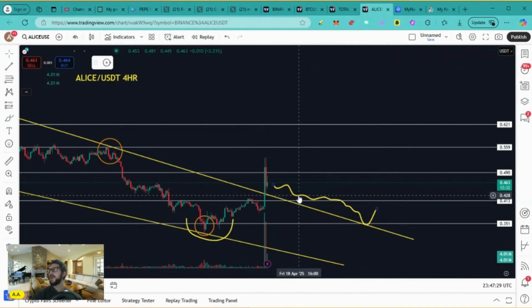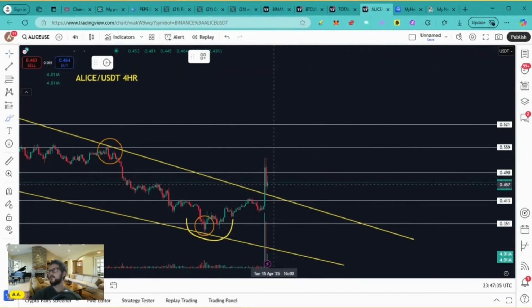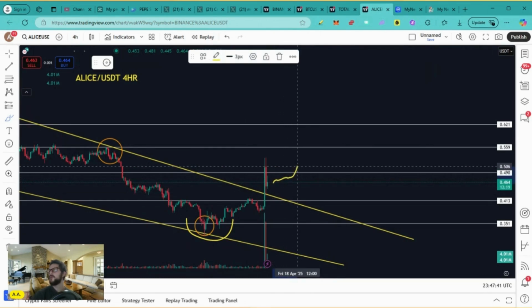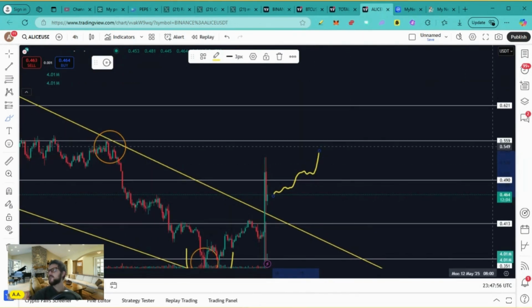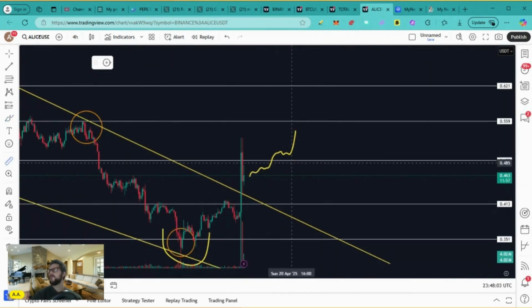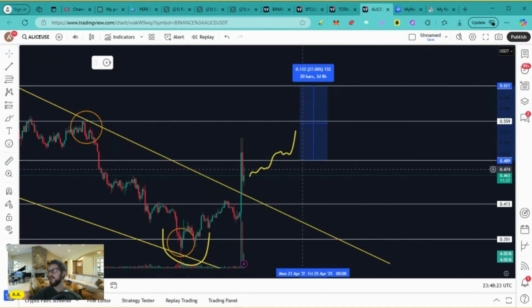Plan B would be Alice to break above this key level of resistance that's located at 49 cents. If the price action breaks above this resistance, the bullish momentum might continue, and it's very possible that we might see another pump hitting the rest of the targets that I have here on the chart. The next target is located at 55 cents, 0.559. The measured move from this resistance level at 49 cents to this first target, that's a 14% move. Next target is located at 0.621, around 62 cents. And the measured move from the break above this key level of resistance at 49 cents is approximately a 27% move.